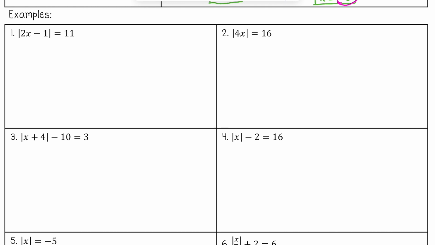So remember, the first step is to get the absolute value expression by itself on one side to isolate it. This one, we've already done that. So the absolute value expression is isolated, it's by itself. So then we move on to step 2. Step 2 is to write the equation twice with positive and negative answers without the absolute value symbols.